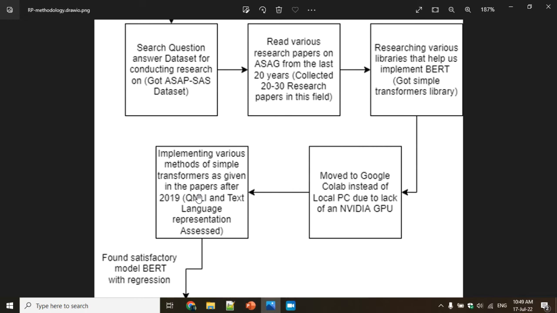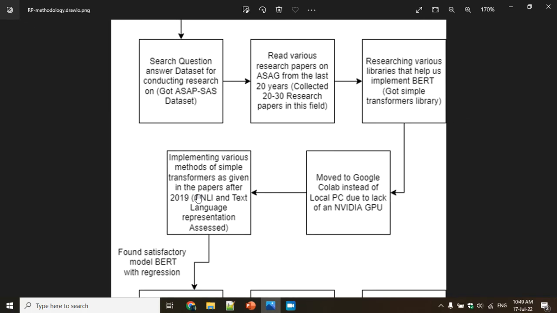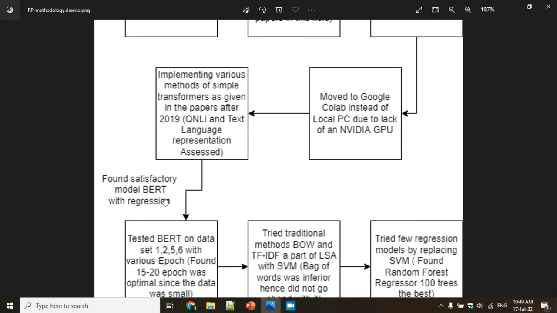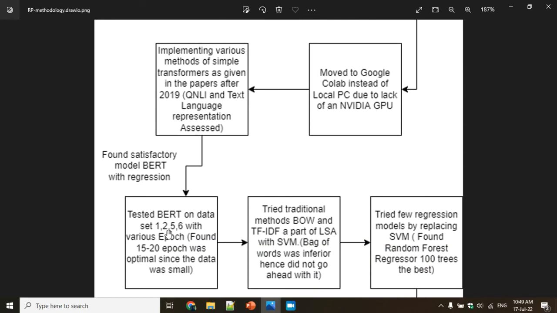Another small thing to mention in the data set is that each question has been given only about 2000 responses, which is quite less. But BERT is already trained on huge corpora, so we just had to fine-tune it on our downstream NLP task. So finally, we found BERT regression, which is BERT classification with the regression option. We tested it on the first, second, fifth, and sixth data sets. Then we found that instead of 100 epochs, 15 to 20 epochs gives a fine evaluation loss, so we went ahead with 15 epochs.